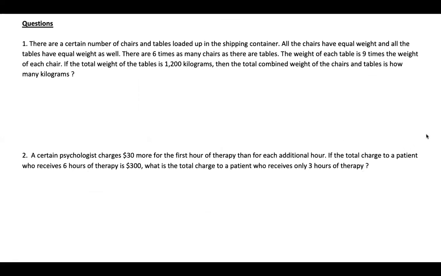Let's ask Sean. Sean, go for the first question. Yeah, so there are a certain number of chairs and tables loaded up in a shipping container. I'm writing the number of chairs as C and the number of tables as T. All the chairs have equal weight. Let's say the weight of each chair is x kg.